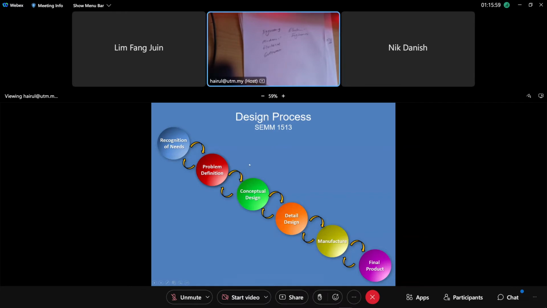PDS has to be detailed. When the PDS is good, then only you generate ideas. You generate ideas, concept to design. So each one of you, at the very minimum, should have one idea. So you have five of you, five ideas.